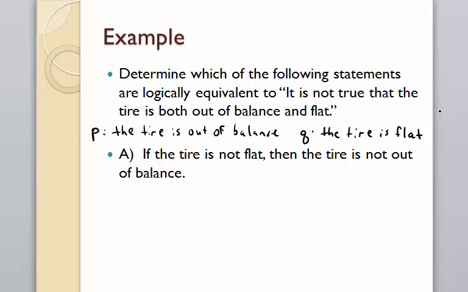So with that in mind, let's transform our statement into a symbolic expression. So to say that it is not true, we're going to use the negation symbol. That the tire is both out of balance, so that is P, and we'll use our symbol for and, the tire is flat, that is Q.